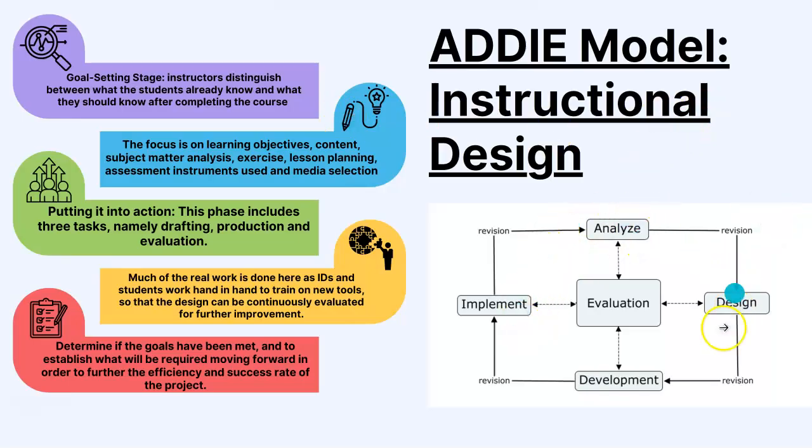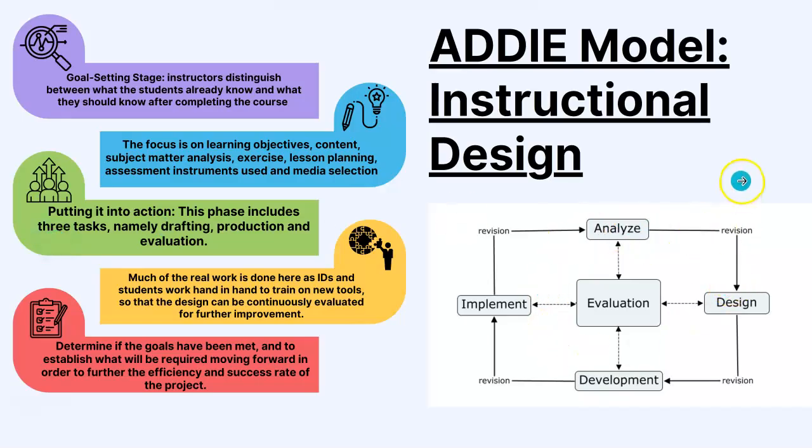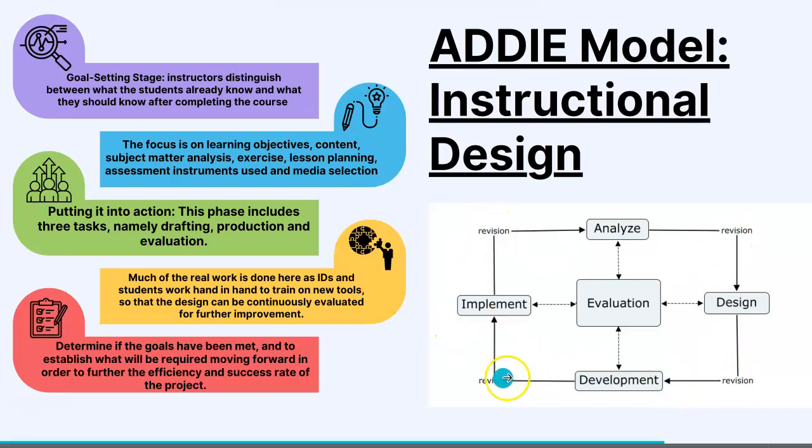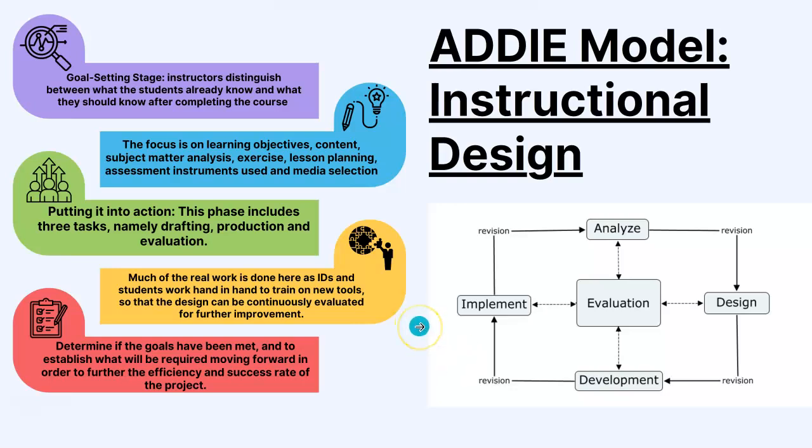Some more about what this looks like. There's no linear form of how this model will go. As you can see, they all play into each other, and there's a lot of different moments where you just stop and revise and reflect. Starting with analyzing, we have the goal setting stage. Then moving on to the design, the focus is on learning objectives, content, subject matter. And then next we have development. This is whenever we're putting it into action, including namely drafting, production, and evaluation.